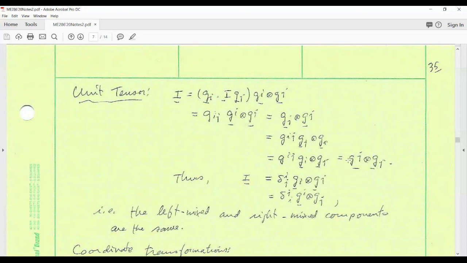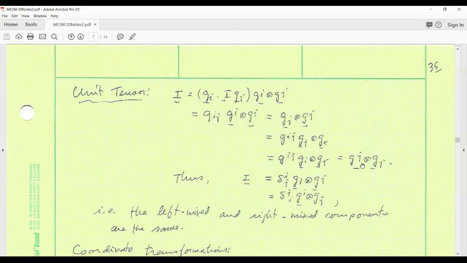And by the way, let's say I take this representation here, I can interpret that as Kronecker delta super i sub j, g sub i, that's the same as g sub j. So this would be a left mixed representation of the identity. That would just be the conventional Kronecker delta, a diagonal matrix of ones, 1 on the diagonal and 0 elsewhere.